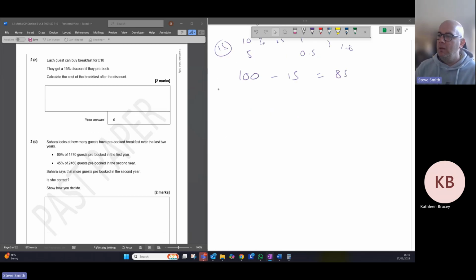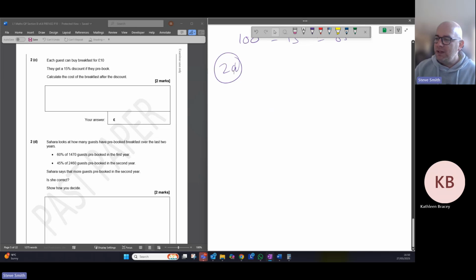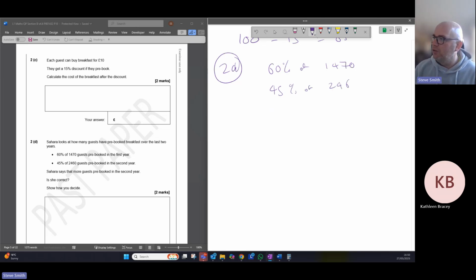So 2D. Again, similar sort of question. We're looking at percentages and decimals, I think I can see here. Sarah looks at how many guests have pre-booked breakfast over the last 2 years. Wow, okay. 60% of 1470, or 45% of 2460. Sarah says this one is bigger. Is she correct? So the answer is yes or no.